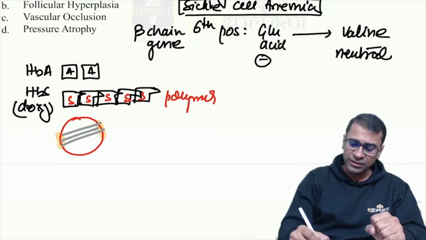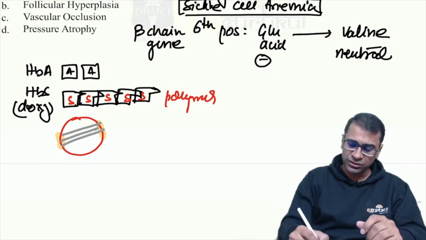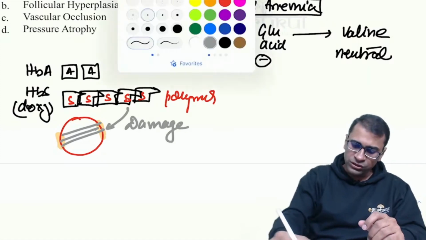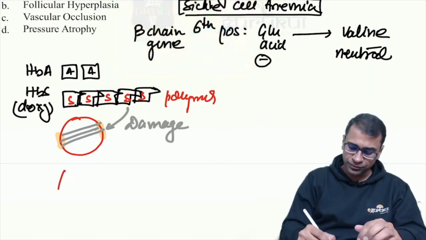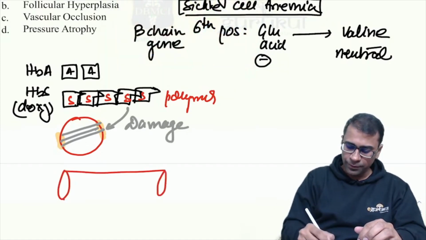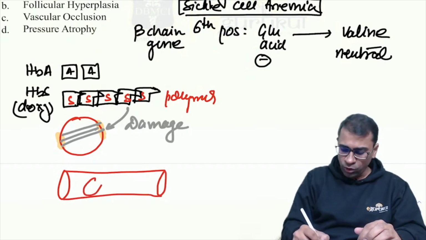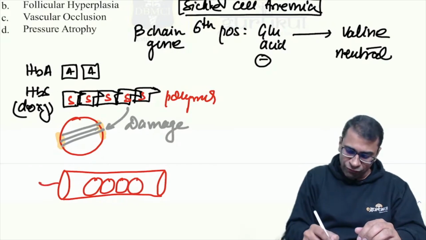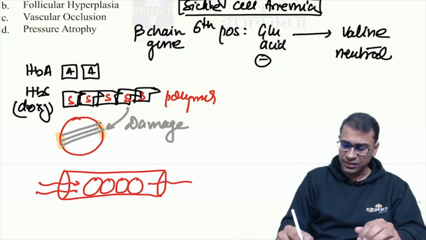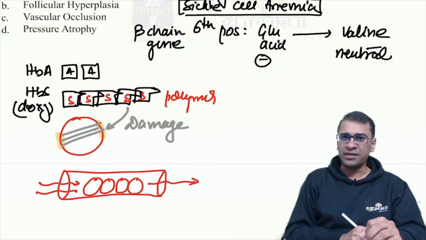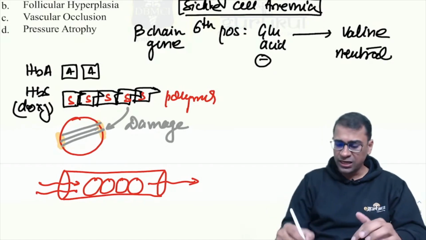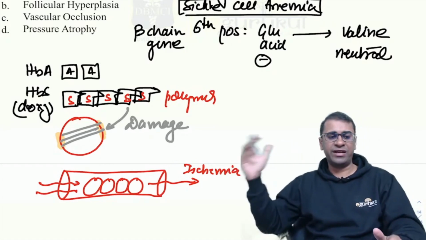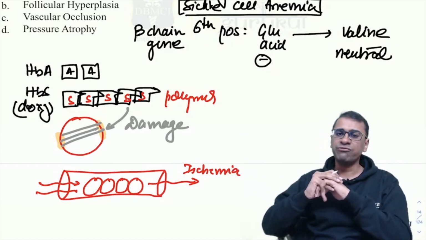Because they damage it, many RBCs will stick to each other. The polymer will damage the RBC membrane, so all these RBCs will join to each other. The flow of the blood will decrease here, and because the flow decreases, it will lead to ischemia, which is called a vaso-occlusive crisis.